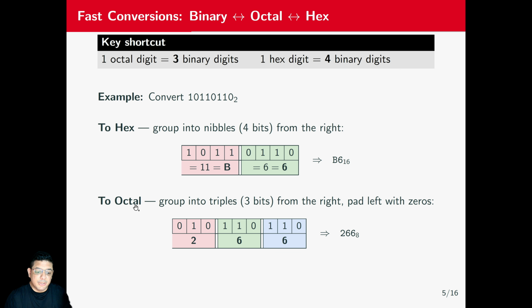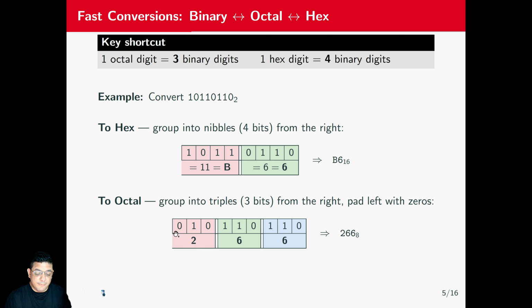To octal, what we do is break it into triplets, going from the right. And of course, we pad the left with 0. So for example, if we have 010, this is just 2. Then 110, this is going to be 6. And then 110, this is once again 6. So we can see this as 266 base 8.